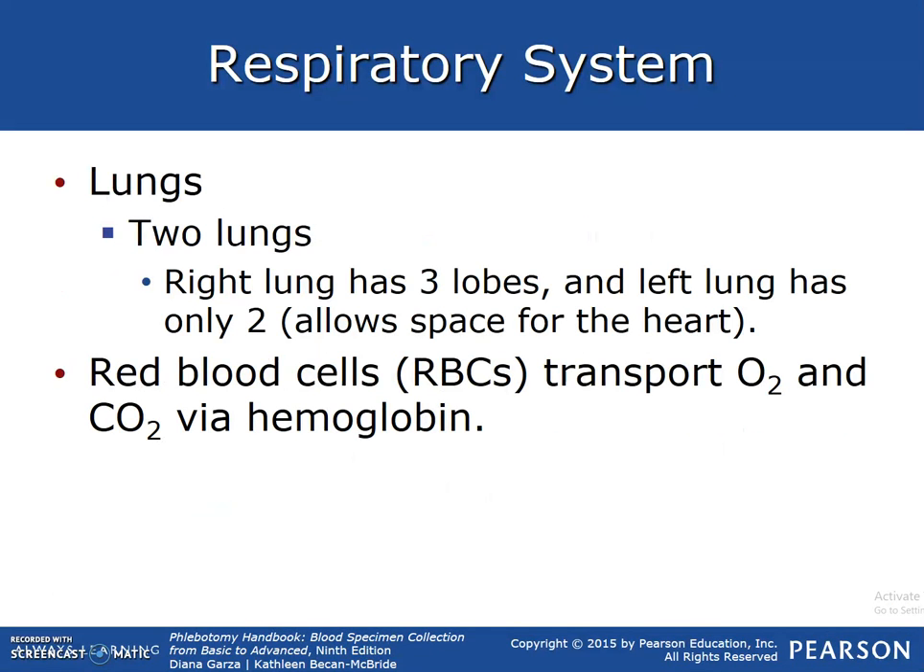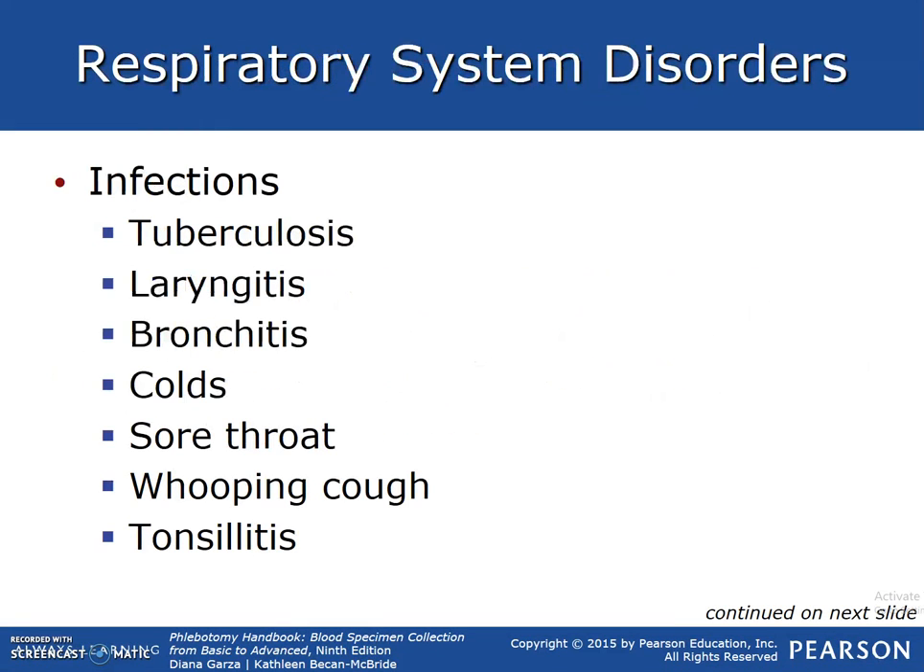There are 3 lobes on our right side, and the left lung has only 2. It allows for space for the heart. Red blood cells transport oxygen and CO2 via hemoglobin. Different types of infections of the respiratory system include tuberculosis, laryngitis, bronchitis, cold, sore throats, whooping cough, and tonsillitis.